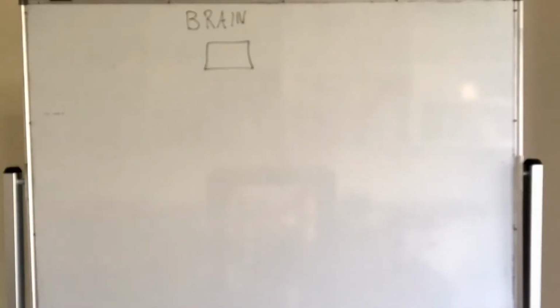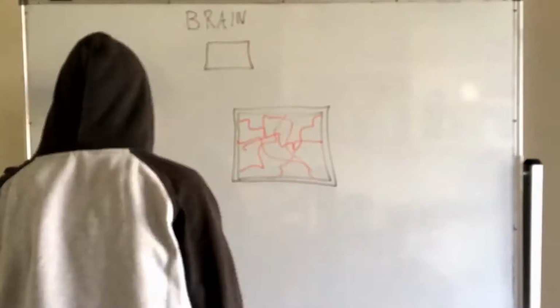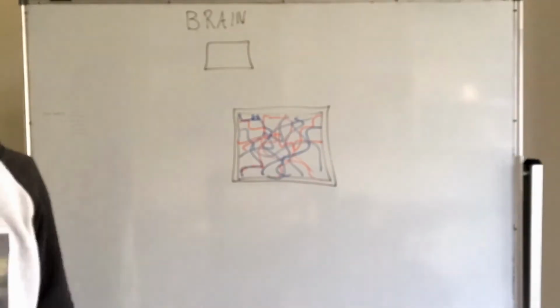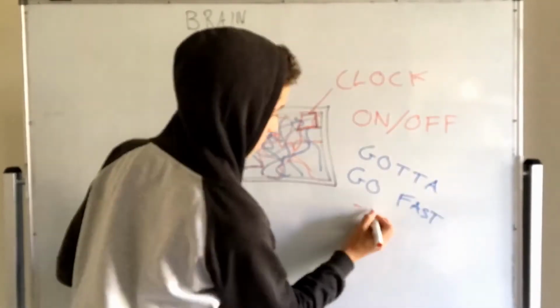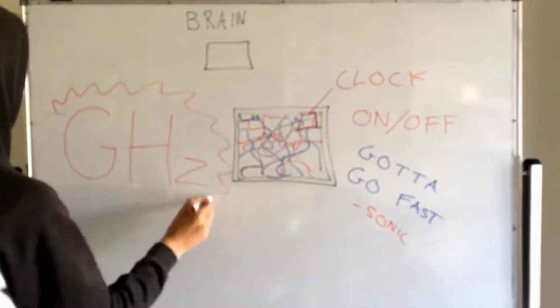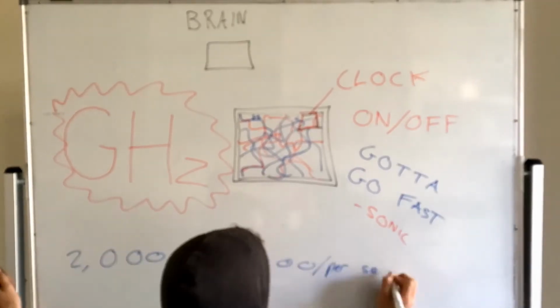The CPU is the brain of the computer. Inside the CPU, there are many wires which carry information around. In the CPU, there's a thing called a clock that turns on and off at a steady rate to keep everything in sync. They turn on and off at a very fast rate. Modern CPUs are measured in gigahertz.